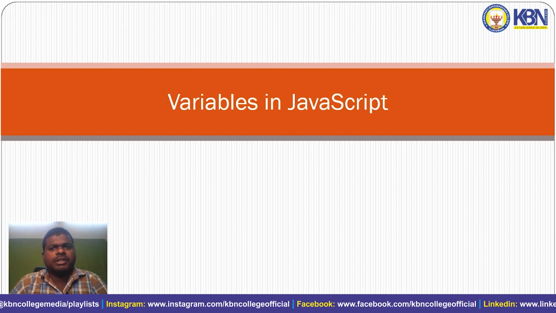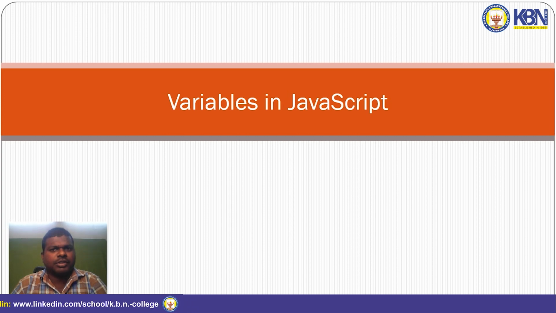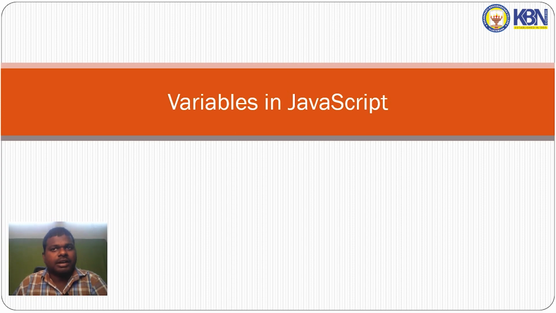Now, variables in JavaScript. What is a variable? A name given to a value. What is the purpose of giving a value a name? Every programming language does the same thing: it stores the data in the variable and performs operations on the variable to yield a result. In the same way, in JavaScript also, variables play a vital role in providing a neat output by storing the data in a container called a variable. Let us move on further to know more.